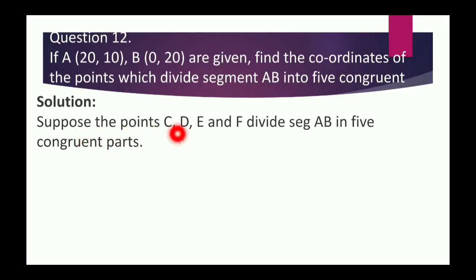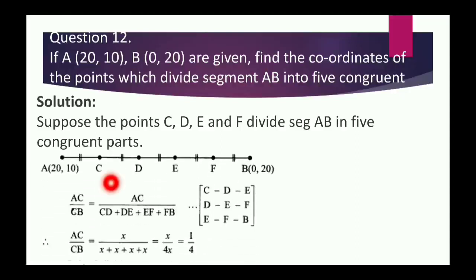So we suppose the points C, D, E, F. If it is 5 congruent parts, how many points will be there in between? 4 points will be there. So we are considering 4 points in between the segment AB. C, D, E, F divide the segment AB into congruent parts. So this is C like this. So we can write AC is equal to CD is equal to DE is equal to EF is equal to FB. It is divided into equal parts.